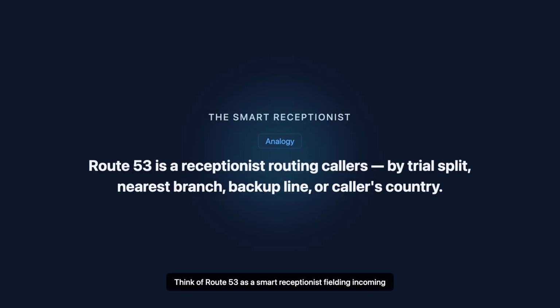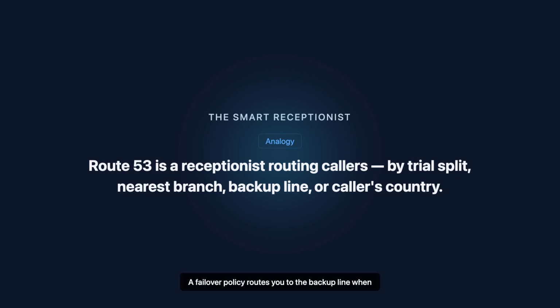Think of Route 53 as a smart receptionist fielding incoming calls. A simple policy just hands every caller the same number. A weighted policy sends 10% of callers to the new office for a trial run. A latency policy connects you to the nearest branch.